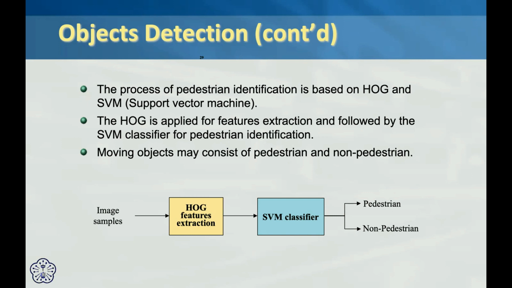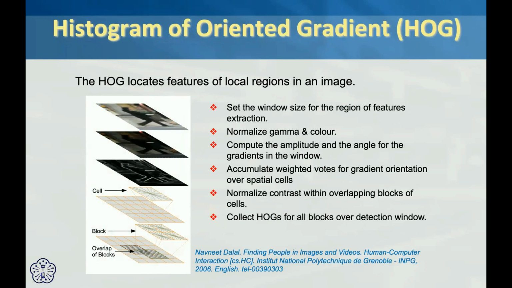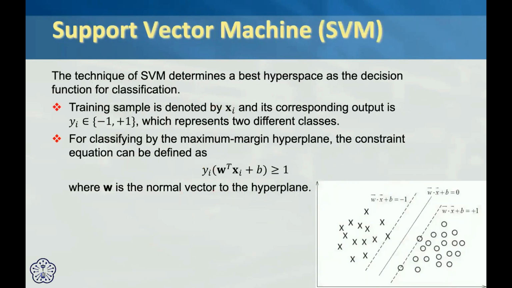So the moving object may consist of two parts, pedestrian and non-pedestrian. HOG method actually locates features of local regions in an image. So basically, this method calculates the gradient and uses the gradient to locate the features of an image. Following HOG, the support vector machine was used to determine the best hyperplane as the decision function for classification, because we only have two classes. One is pedestrian, the other is non-pedestrian. So actually we separate all the data points into two groups, like the figure you can see on this slide.